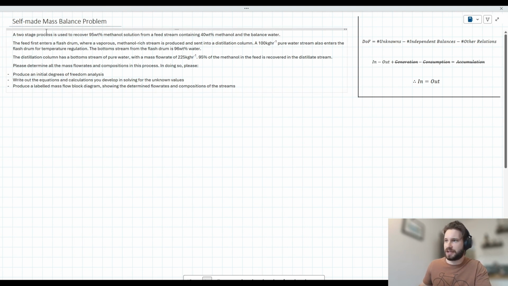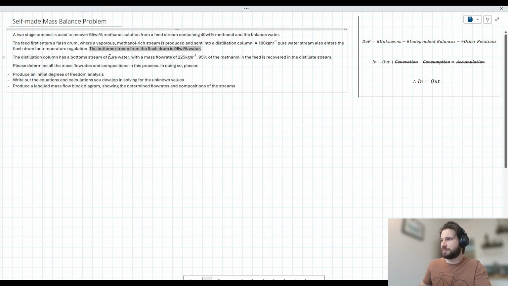It goes like this. It says a two-stage process is used to recover 95 weight percent methanol solution. The feed stream contains 40 weight percent methanol and the balance water. The feed enters a flash drum where a vaporous methanol-rich stream is produced and sent into a distillation column. 100 kilos per hour of pure water stream also enters the flash drum for temperature regulation. The bottom stream from the flash drum is 96% water.